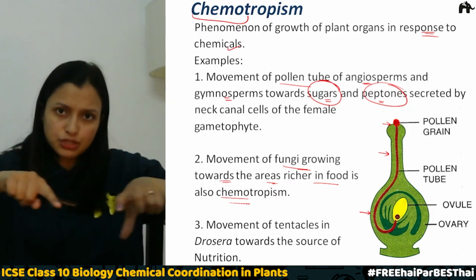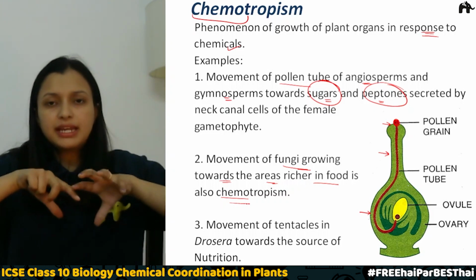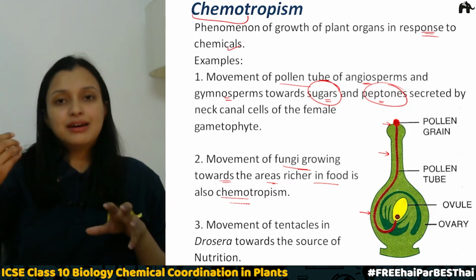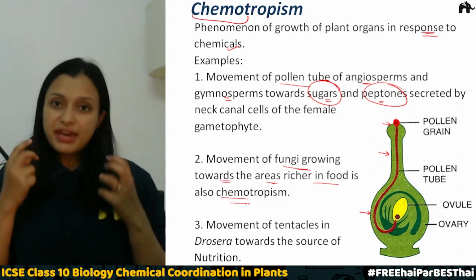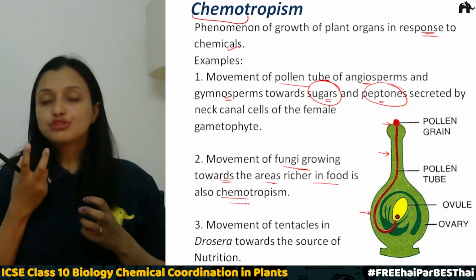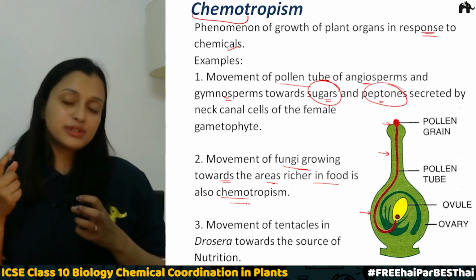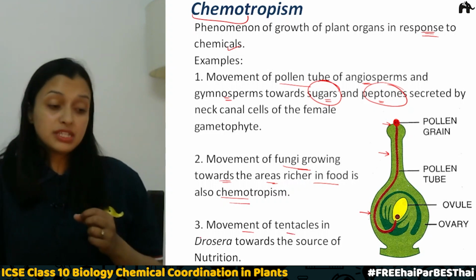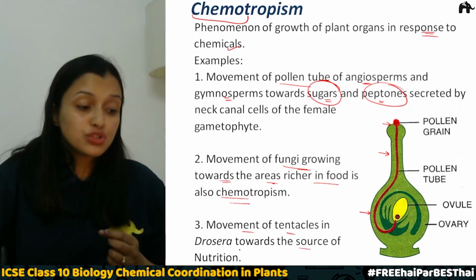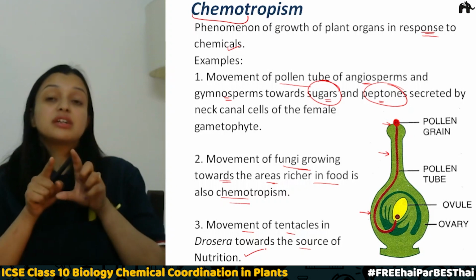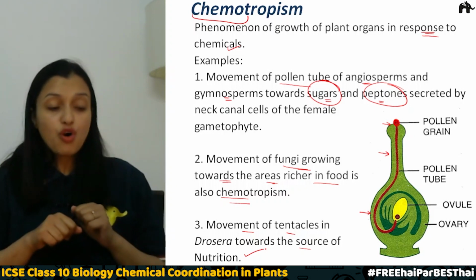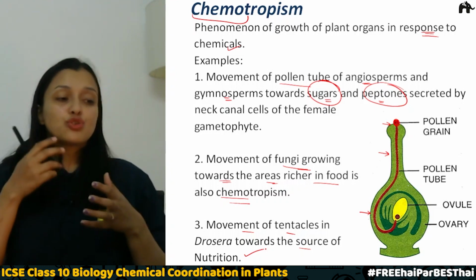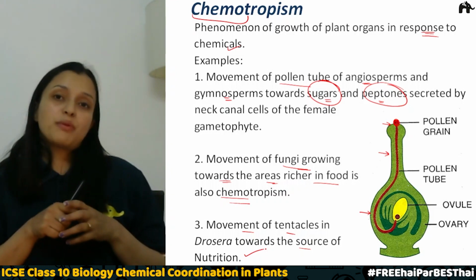It spreads throughout that bread where they get the food source. They do not move out of that particular bread, right? Wherever they get a source of food, they will grow towards that only. The last one is the movement of tentacles in Drosera towards the source of nutrition. When the Drosera tentacles move towards the source of food or chemical or nutrition, all these examples are of chemotropism.